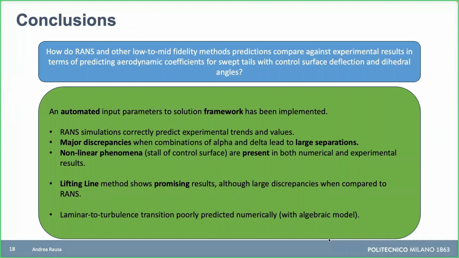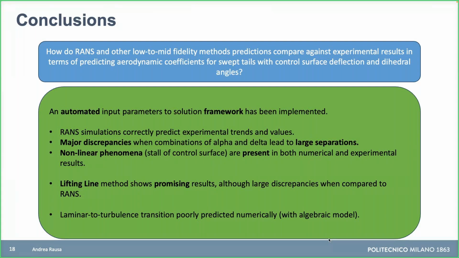So in conclusion, the question was how the RANS and low fidelity models actually manage to predict aerodynamic coefficients for the swept tails with control surface deflection. And we can see that RANS actually kind of manages, especially when separation is not that important, but we are able to capture at least the CL max value. Maybe not the alpha stall, but the CL max is even more important, if I may say. There are also nonlinear phenomena in the linear region of the CL curve that have been really well predicted, at least in what they represent.